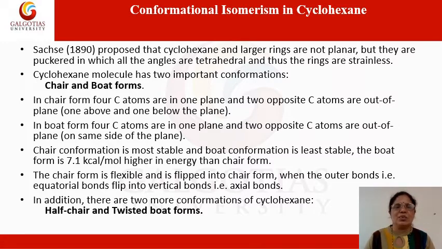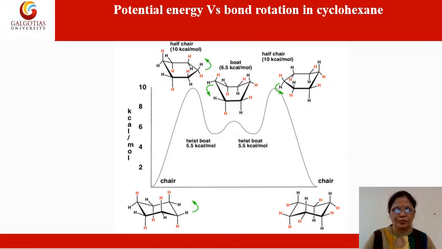The chair conformation is the most stable and the boat conformation is the least stable. The boat conformation is 7.1 kilocalories per mole higher in energy than the chair form. Also, the chair form is flexible and it flips into the other chair form when the equatorial bonds flip into vertical bonds, that is the axial bonds. In addition, there are two more conformations of cyclohexane, the half chair and the twisted boat form.